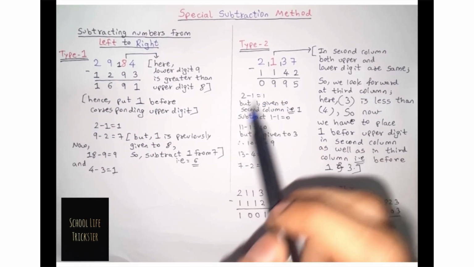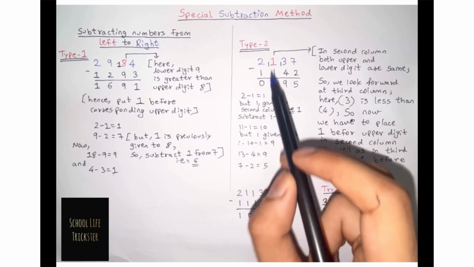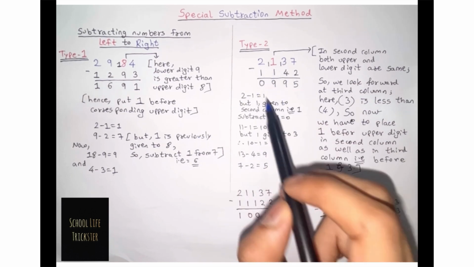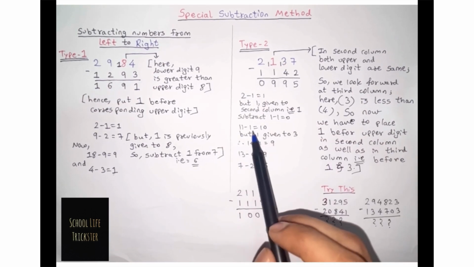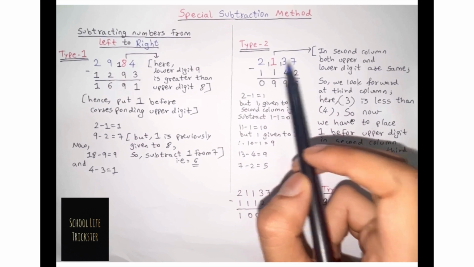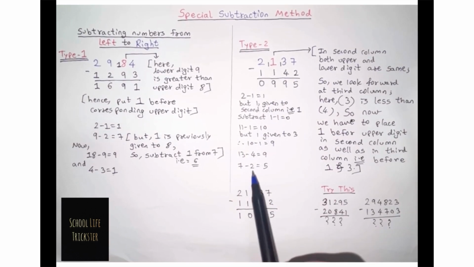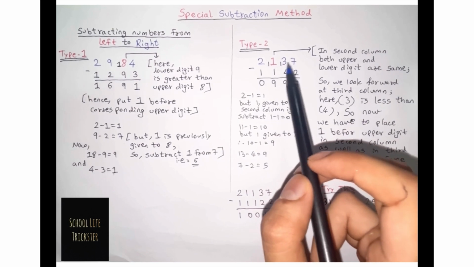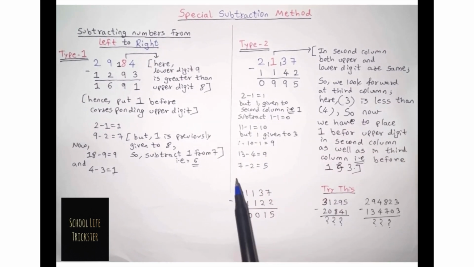2 minus 1 is 1, but we have given 1 to the second column, so it will be 1 minus 1, that is 0. Now we have to take this 1 as 11. Then 11 minus 1 is 10, but we have given 1 to the next column, that is 3. So 10 minus 1 is 9. Now we have to take this as 13 as a whole number. 13 minus 4 is 9, and then 7 minus 2 is 5.